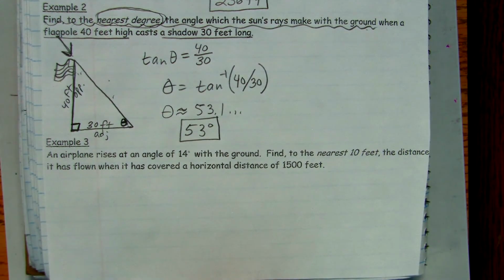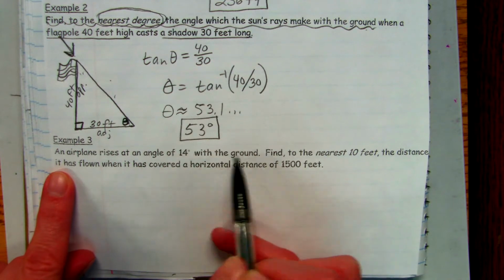Okay, so let's go down to example 3. An airplane rises at an angle of 14 degrees with the ground.